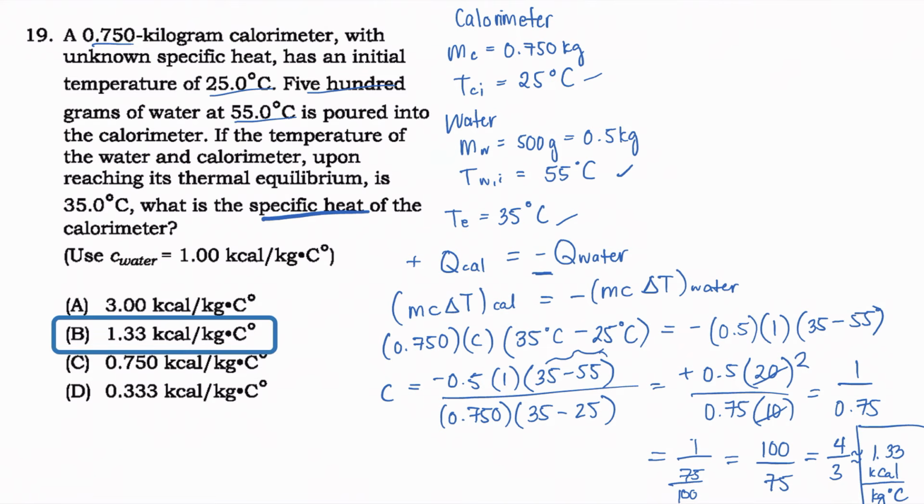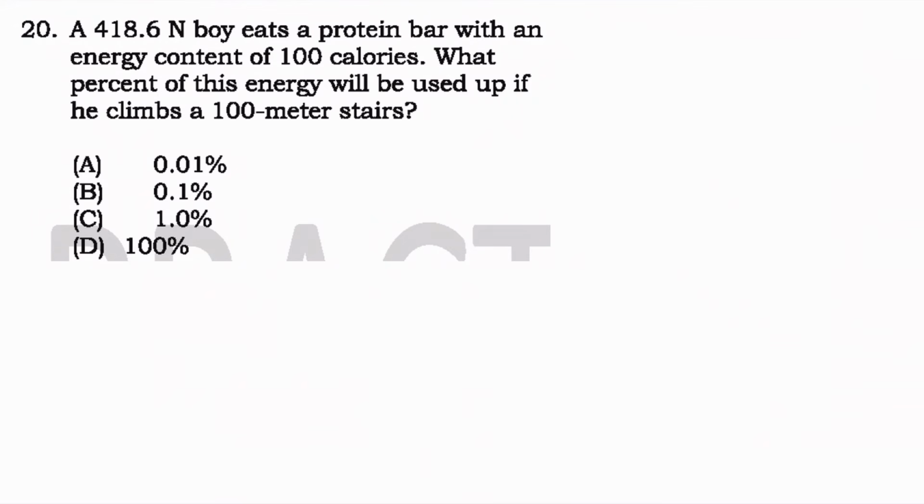Letter B. Number 20. A 480 Newton boy eats a protein bar with an energy content of 100 calories. What percent of this energy will be used if he climbs a 100-meter stairs? So, let E be the energy from the food. Para lang di tayo malito, work, or W is the work done.